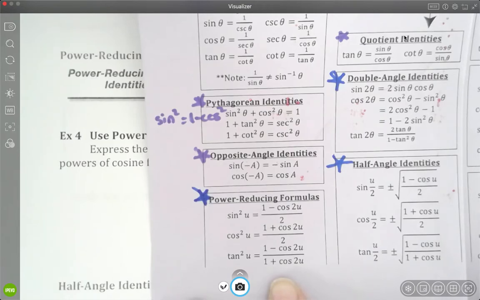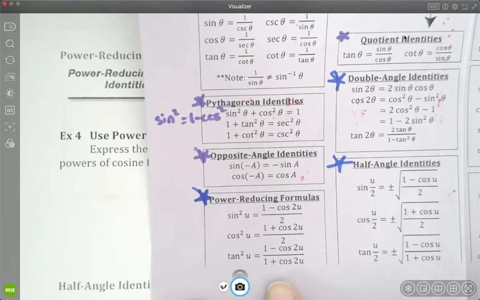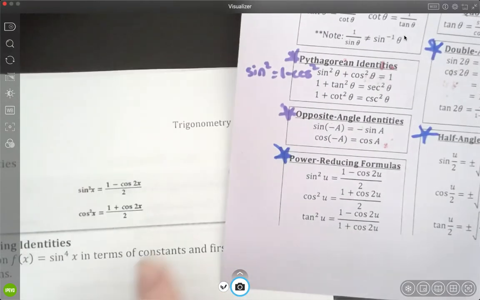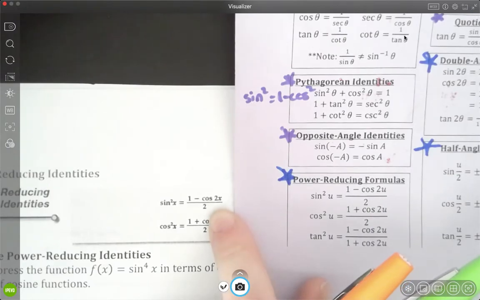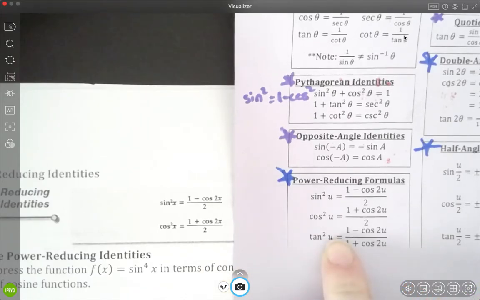The only difference is on your unit circle they call them u's instead of x's, but they mean the same thing, right? They're just using a different variable. So sine squared of u is 1 minus cosine of 2u all over 2. Cosine squared is 1 plus cosine 2u over 2. Okay, that's what those are. They're on your unit circle all together, so there's that.